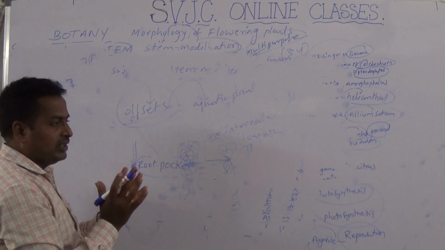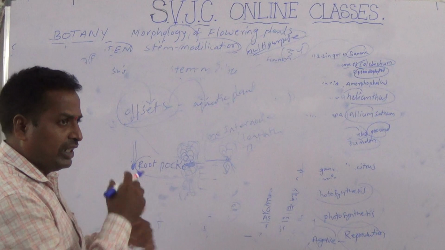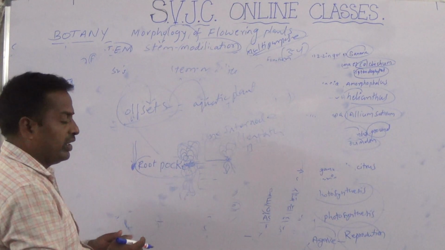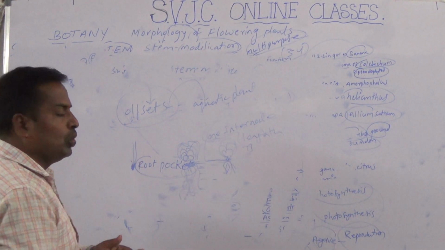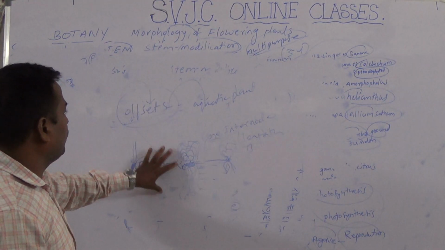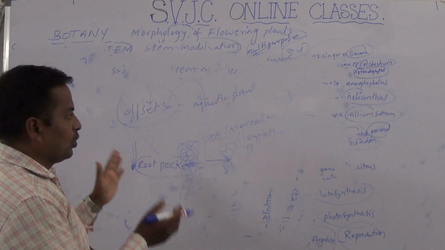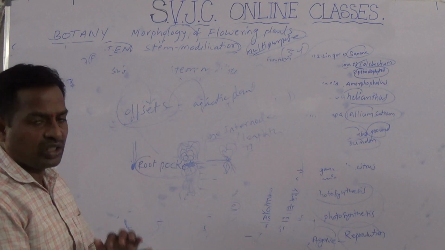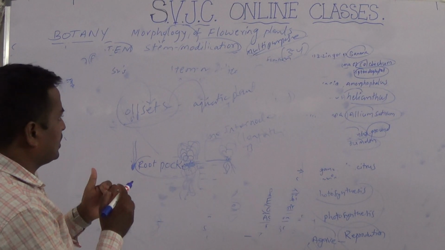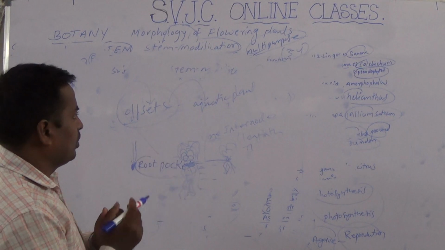A root pocket is not regenerated; when it is lost, it cannot reform, unlike a root cap. The root pockets are reported in offsets. So what type of roots are reported in offset? Balancing roots are present. Students, root and stem modifications are completed. Then we will discuss leaf and inflorescence in tomorrow's class.